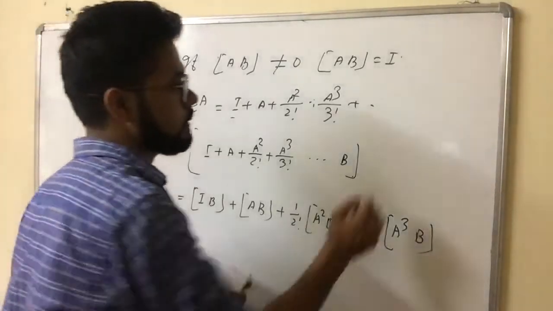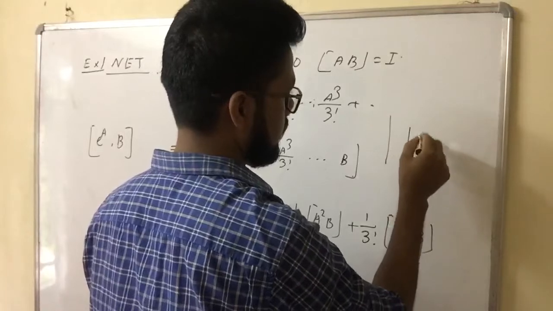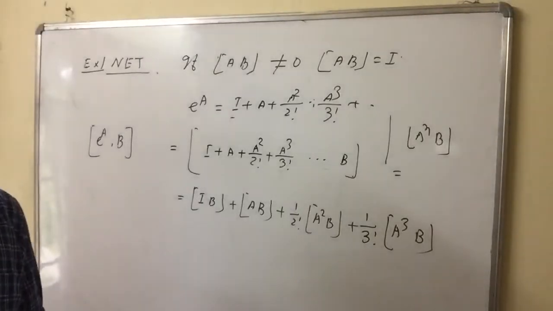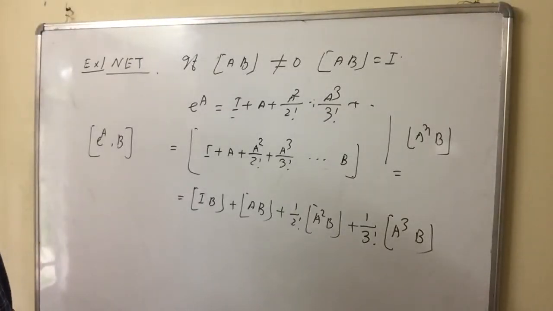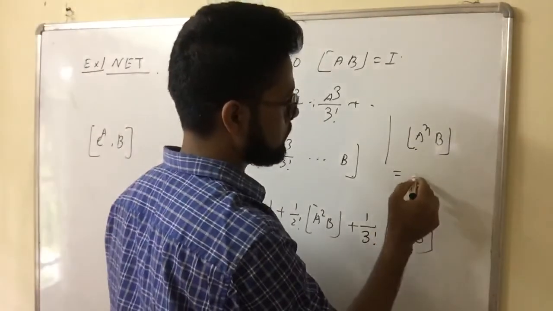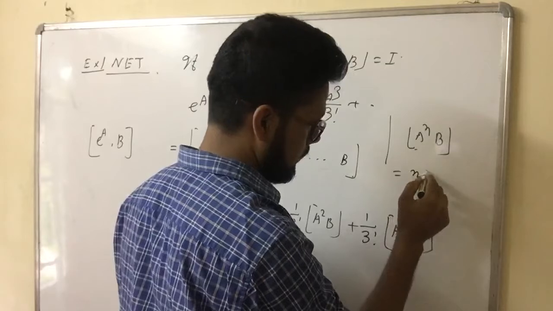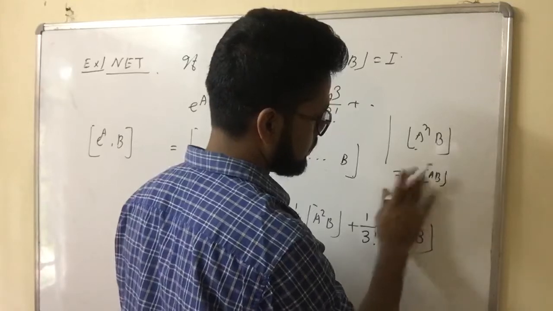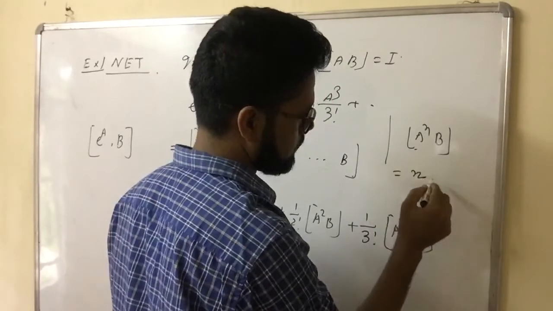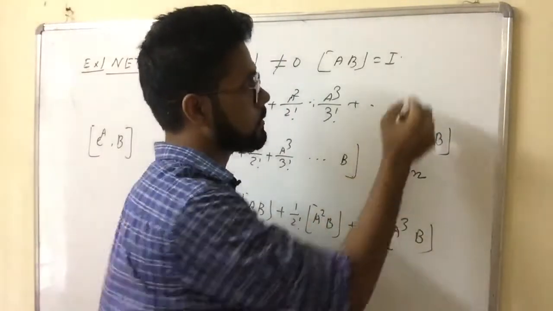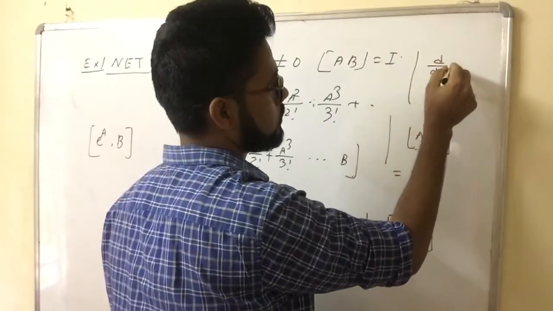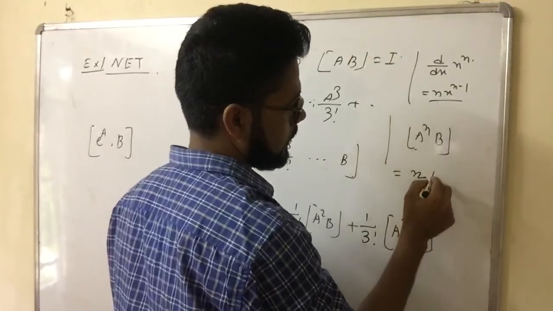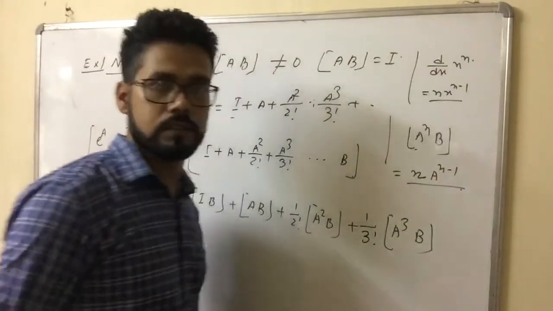Now I have to give you another property: A to the power n B equals what? Can you remember this formula? It is just differentiation. Suppose I am doing the differentiation d by d x of x to the power n, what will we have? n x to the power n minus 1. In the same way we have n A to the power n minus 1. This is the differentiation.